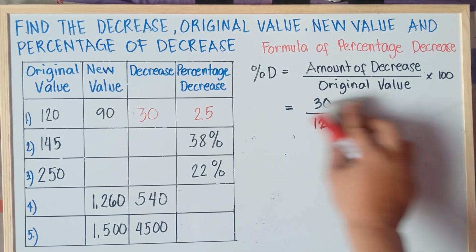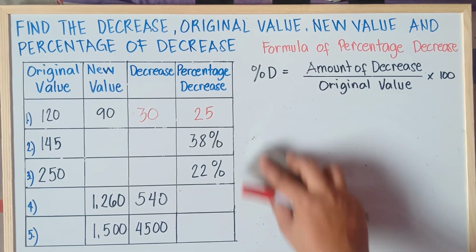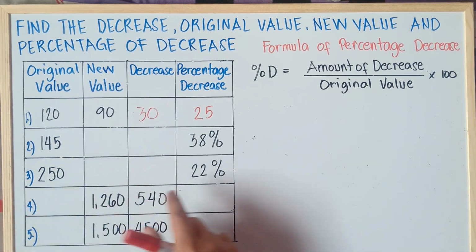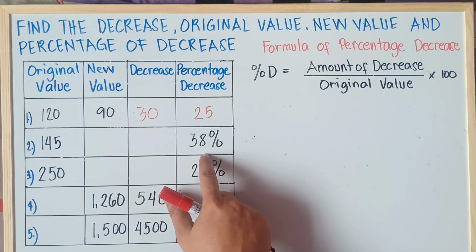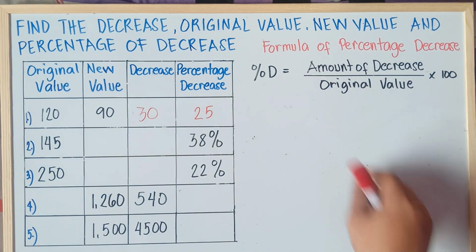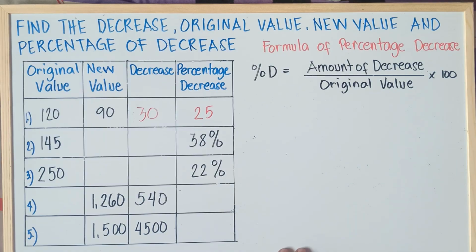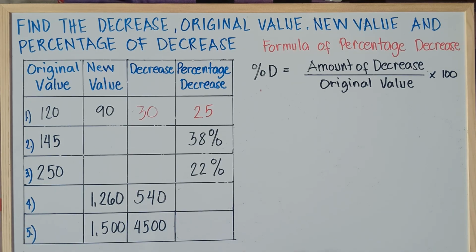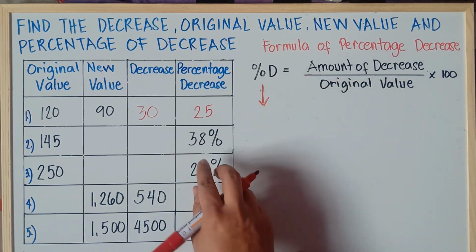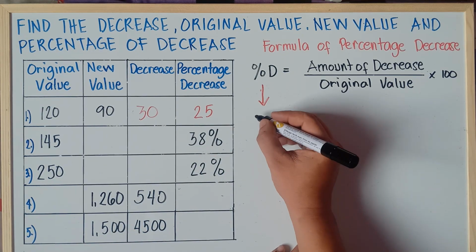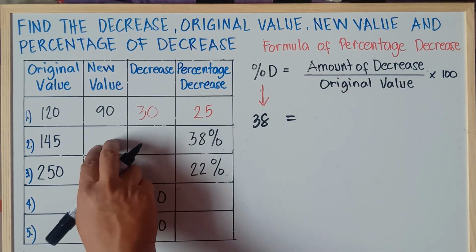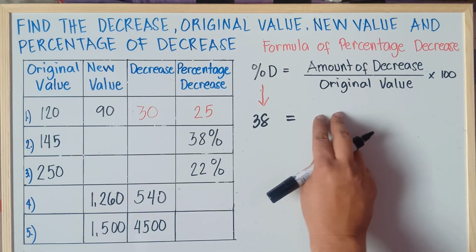Now for number 2, class, quite complicated, since we don't have the new value and the decrease. So to solve for number 2, class, we'll be substituting the value of the percentage of decrease. We have 38%. And for the original value, we will substitute that for the amount of decrease. Let me just explain number 2, class. Once again, you plug in this value, class, for the percentage of decrease. That would be 38. And then equals, once again, the amount of decrease. Since we don't have the new value, we need to write original value minus the new value.